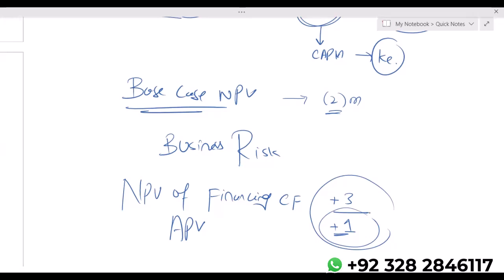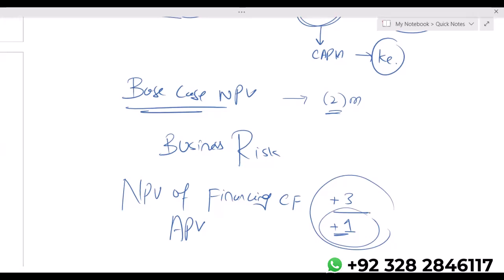APV is the only technique which gives you so much detailed information: from operating cash flows, what you will be generating or losing, and how much benefit you are going to get from the financing cash flows. NPV cannot give us such detailed information.